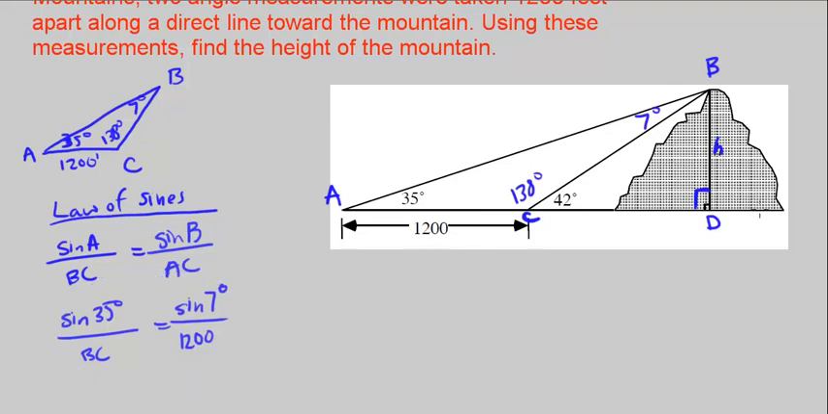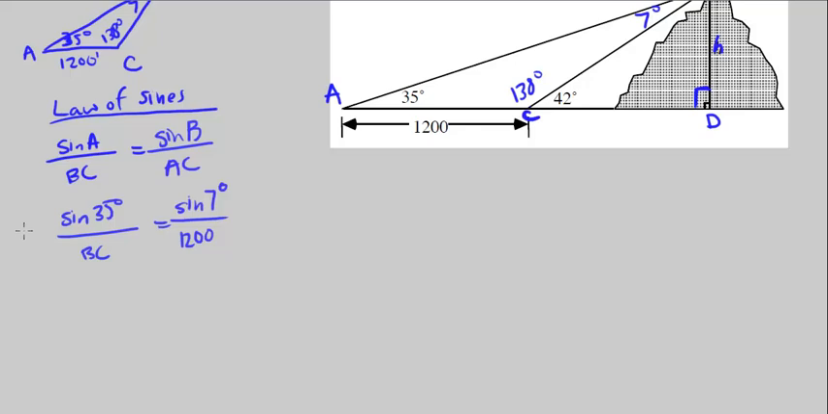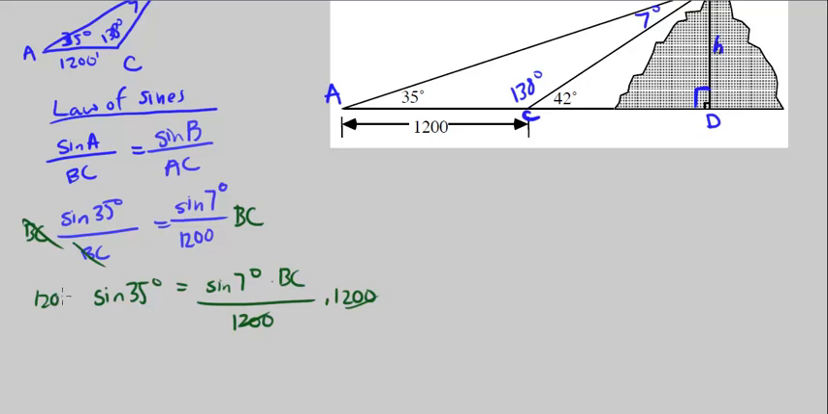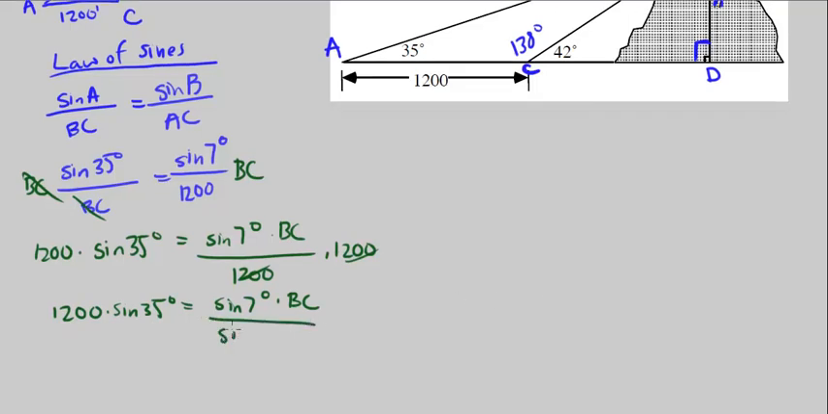Everything else is known, so I'm going to solve for side BC by solving this equation. First I'm going to multiply both sides by BC, which cancels out here. Then I'm going to multiply both sides by 1200, and that cancels here. Then I'm going to divide both sides by sine of 7 degrees, and that cancels. So I'm left with BC equal to 1200 times sine of 35 degrees divided by sine of 7 degrees.